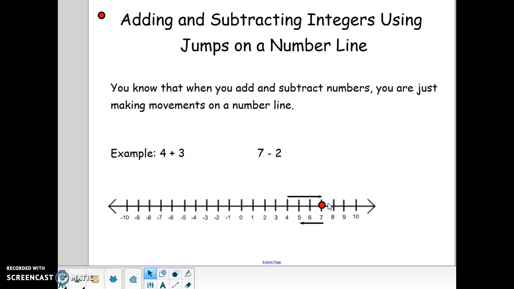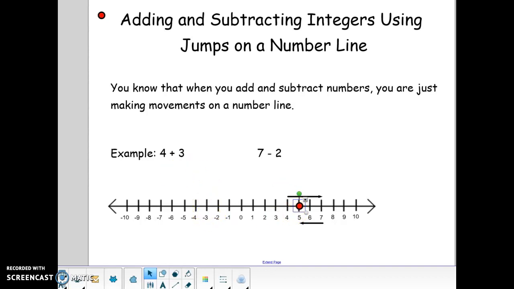So I know that 4 plus 3 equals 7 based on that information. Okay? My second example is 7 minus 2. When I subtract using a number line, I'm going to move left. So I start at 7. I'm going to then move back 2 spots. So I go back 1, 2 spots, and I end up at 5. So we know that 7 minus 2 equals 5.